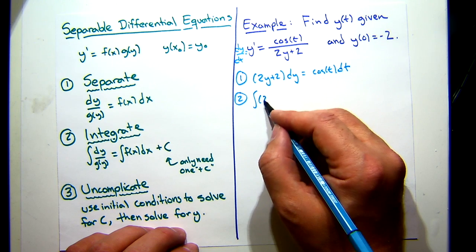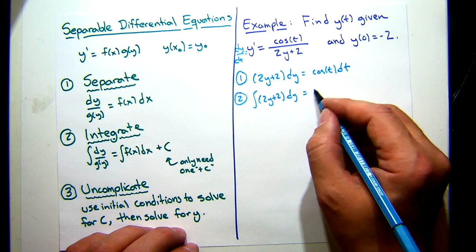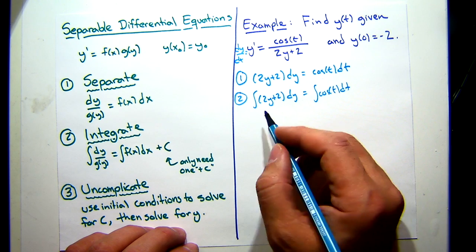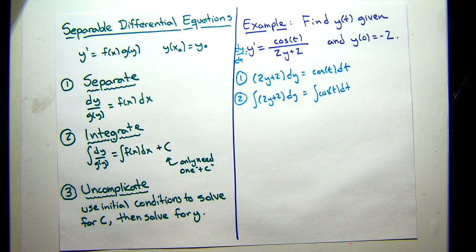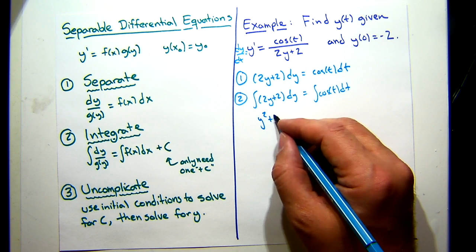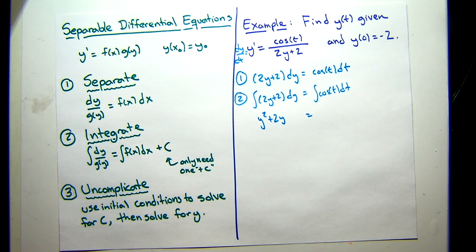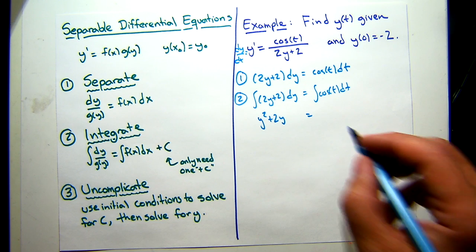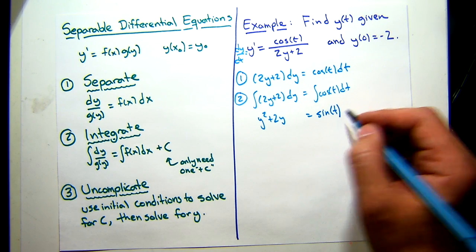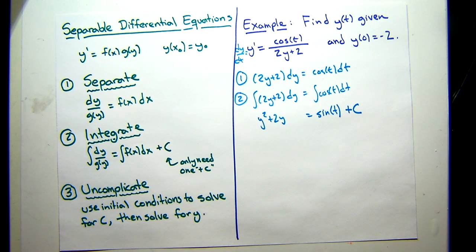All right, step 1 is done. Now we go to step 2. We're going to integrate both sides. What is the integral of 2y plus 2? y squared plus 2y. What's the integral of cosine of t? It's sine. And then we need the plus c. Okay, that's step 2. Now we're ready for step 3. This doesn't have a very snazzy name. I like the word uncomplicate just because it's such a silly name, it helps you remember. Separate, integrate, uncomplicate. But really, it's just finish it off.